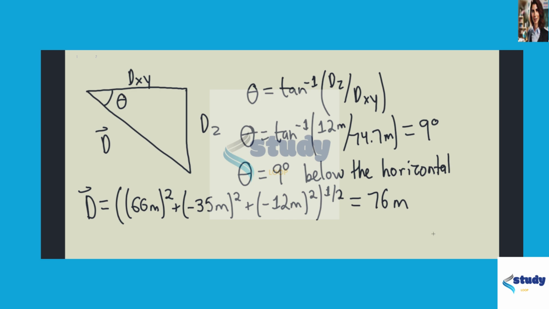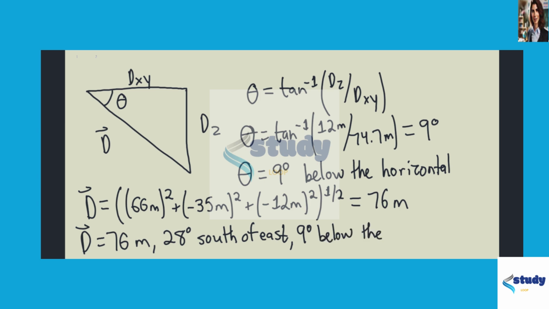And we can say d equals 76 meters. We can say 28 degrees south of east. And then 9 degrees below the horizontal. This is how you would fully describe the resultant displacement of the plumber.